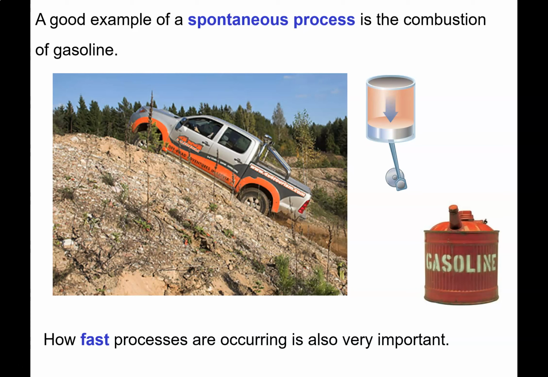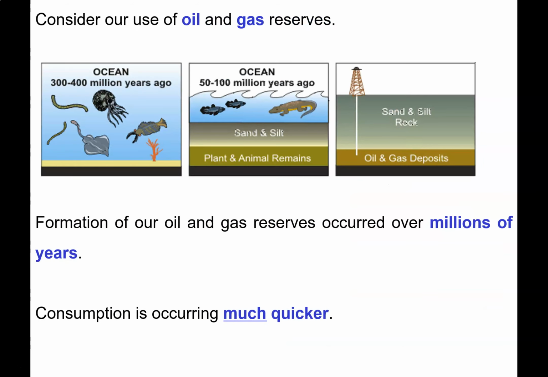You can try this if you like and pour some gasoline on the ground and set fire to it, and you'll see that this reaction occurs very, very fast. However, if we think about the production of gasoline, which is a fossil fuel, other examples would be oil, gas, and coal, then the production of gasoline in our natural world occurs over a timescale of millions of years.